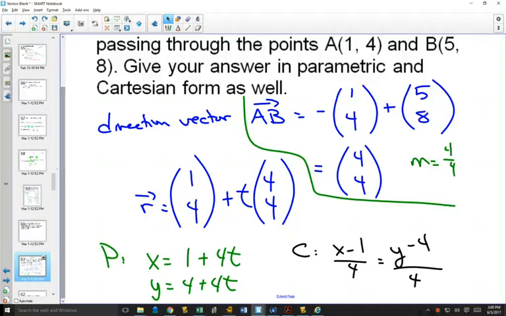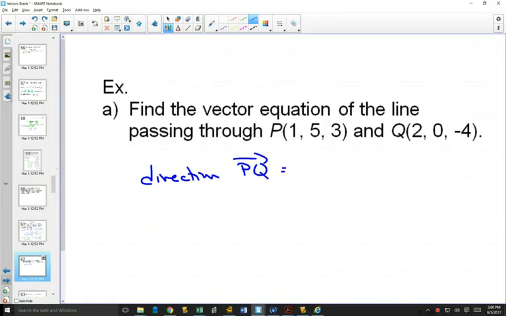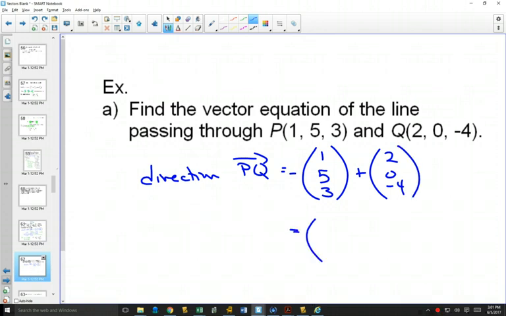In 3 dimensions, the ideas stay the same. We just add another coordinate. So we still need to have a point on our line, and we still need to have our direction vector. So in 3 dimensions, if I want to find my direction vector from P to Q, well, that would be minus P plus Q. 1, negative 5, negative 7 would be my direction vector.